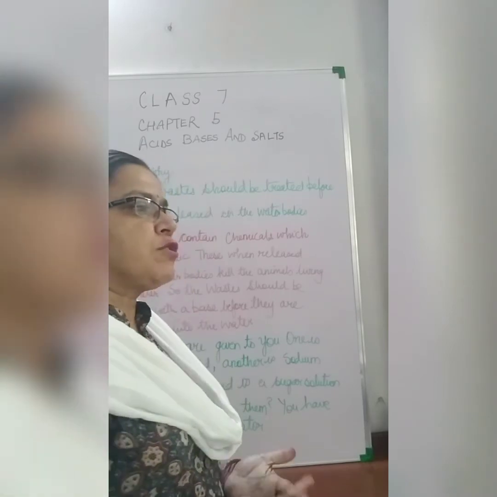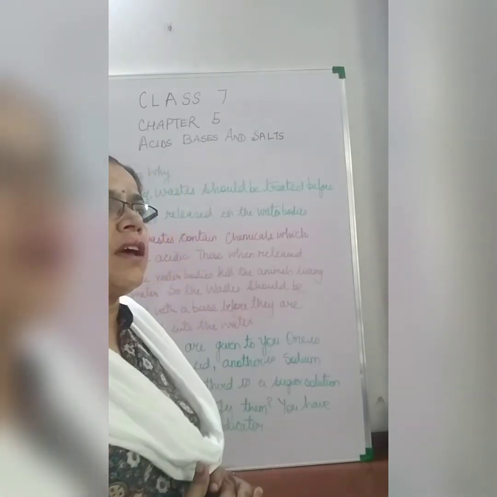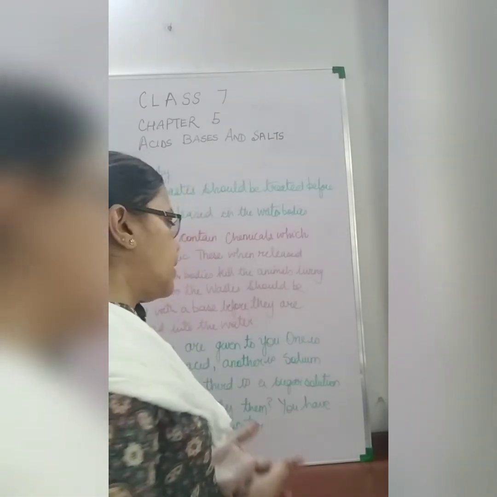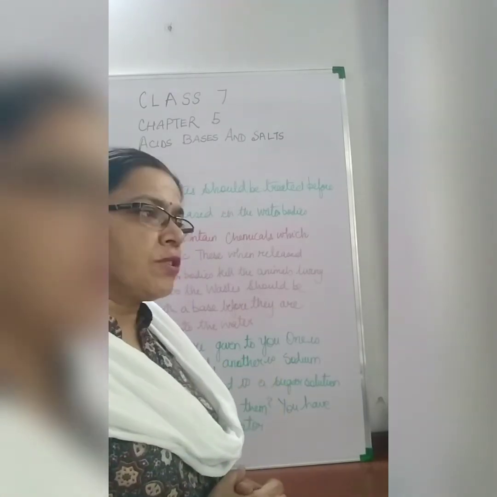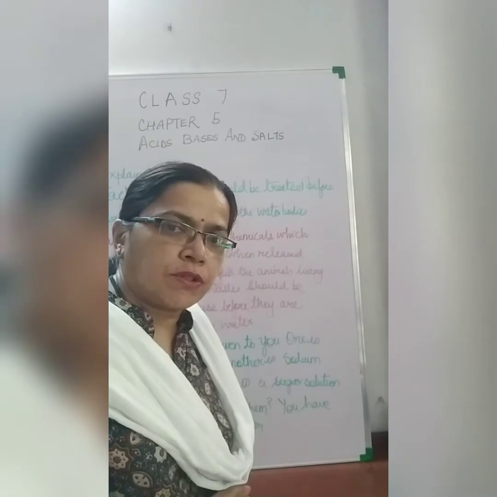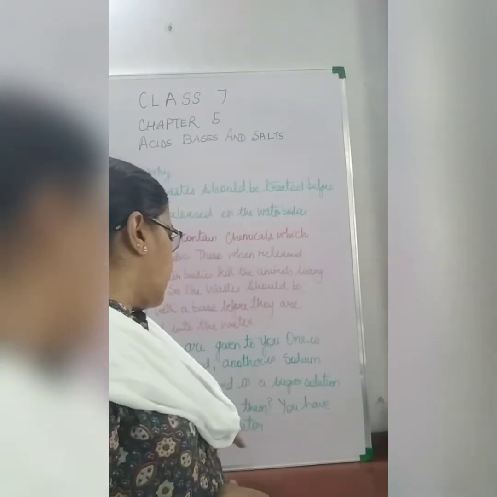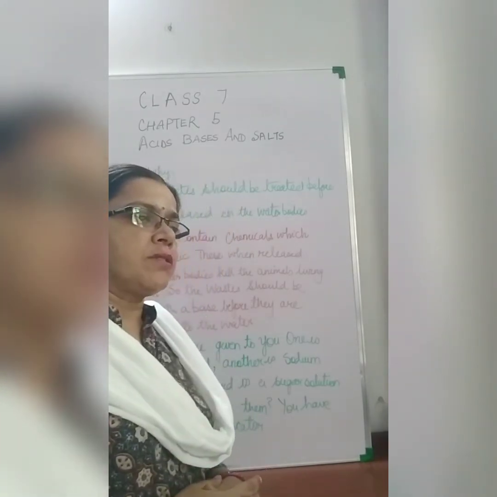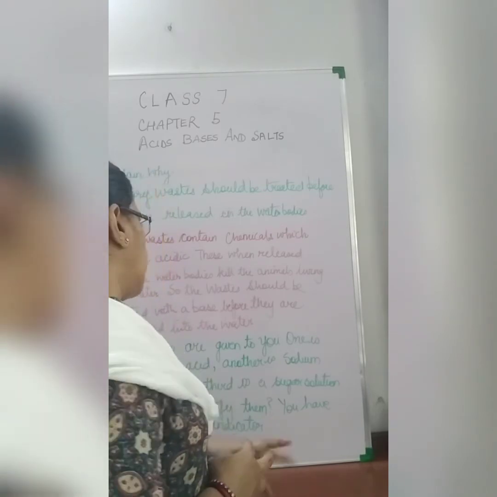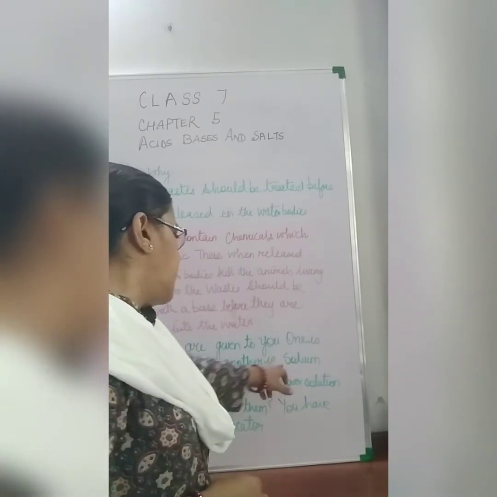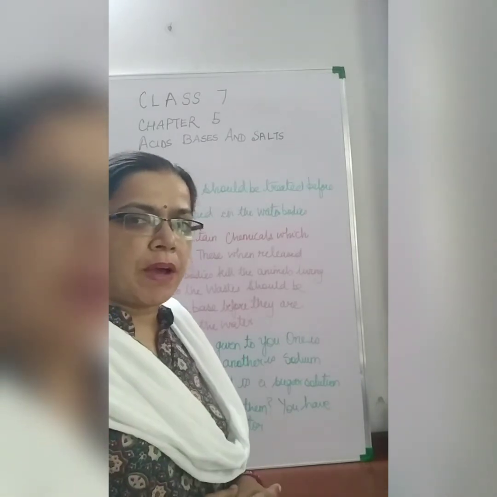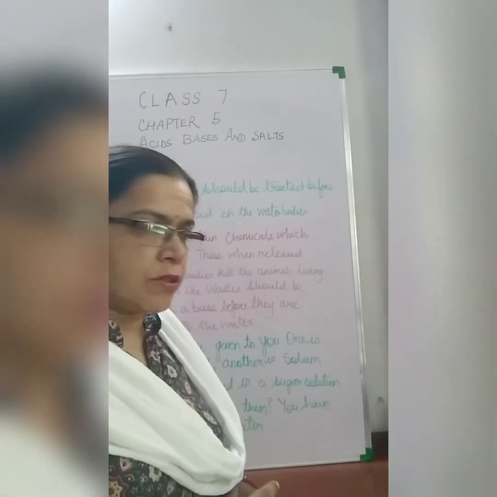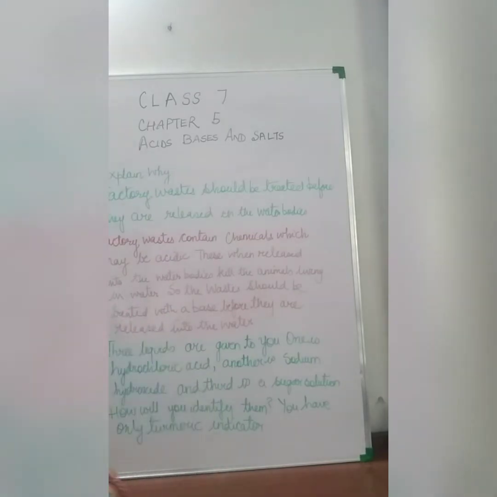Else, if there is no change, if the red color remains as such, then it shows that that particular one is neutral and it is sugar solution. So we can find out whether the given substance is an acid, a base, or it is neutral, simply by using turmeric solution. So we will write it down. I hope you have noted this one.